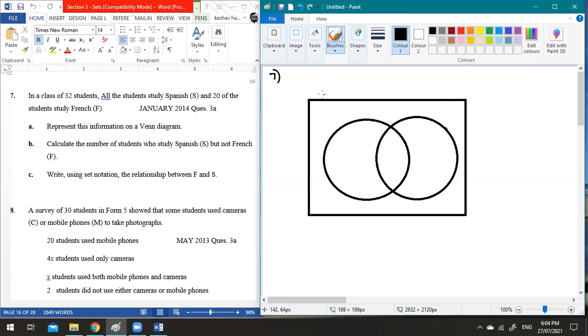So the universal set will give us the number of students. It's 32. Let's call this one S, call this one F. S for Spanish, F for French. So the number of students in Spanish is equal to 20. No, wait, I didn't read that properly. All students study Spanish. So this diagram is definitely wrong.